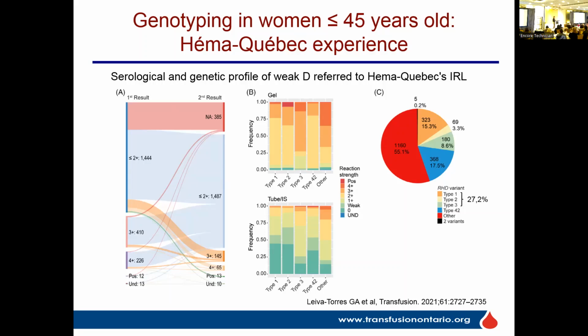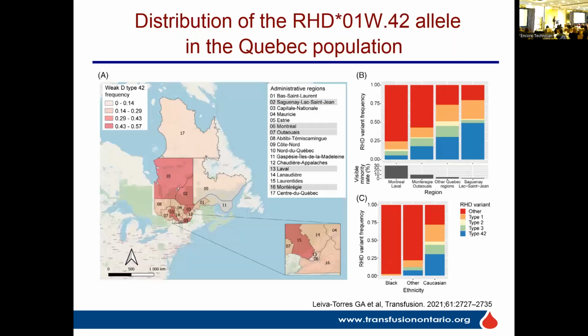Quite interestingly, we have a different proportion of weak D than CBS. Weak D type 1, 2, or 3 represent only 27% of our patients. The most frequent RhD variant is type 42, and this is probably due to a founder effect. If you look at the map, the areas that are darker are locations where we find many hereditary diseases, like tyrosinemia and some rare diseases. So there's probably a founder effect in the Saguenay-Lac-Saint-Jean. And that's what you can see on the graph.